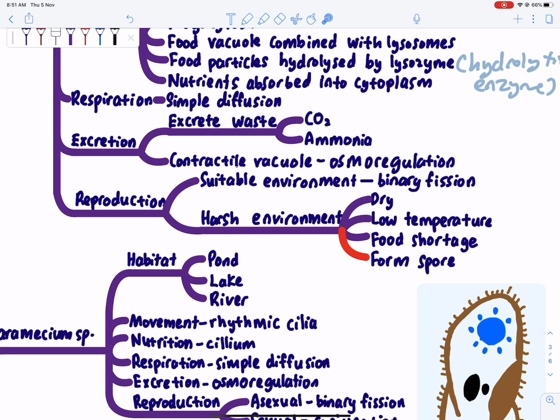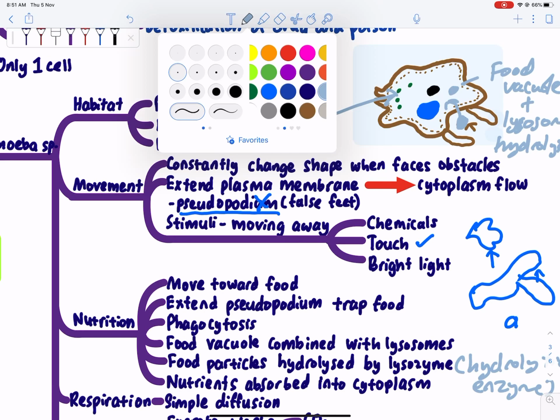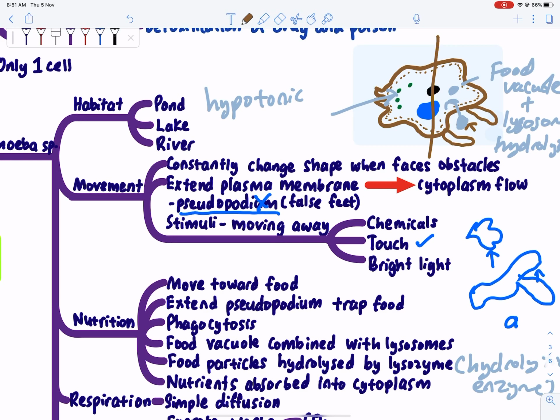And then we have the reproduction of the amoeba. In a suitable environment, they will undergo binary fission. Very simple. From this one amoeba, by binary fission, they form another two amoebae. What happened to the older one, or the parent cell of the amoeba? It has already become the two daughter cells.